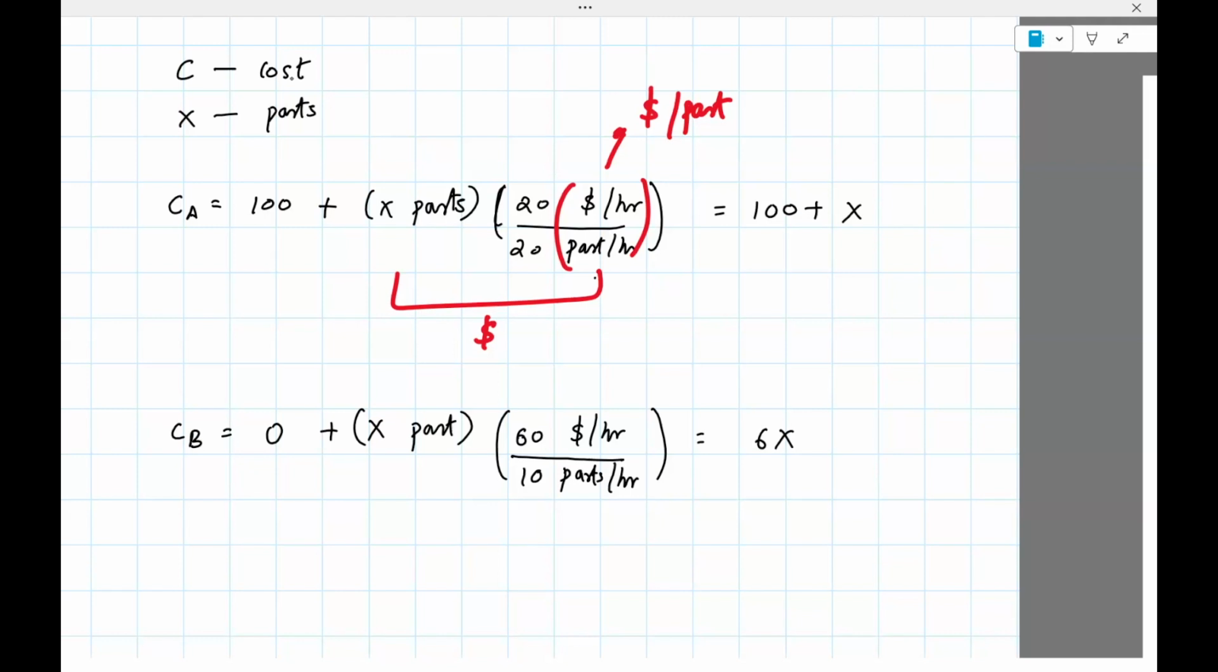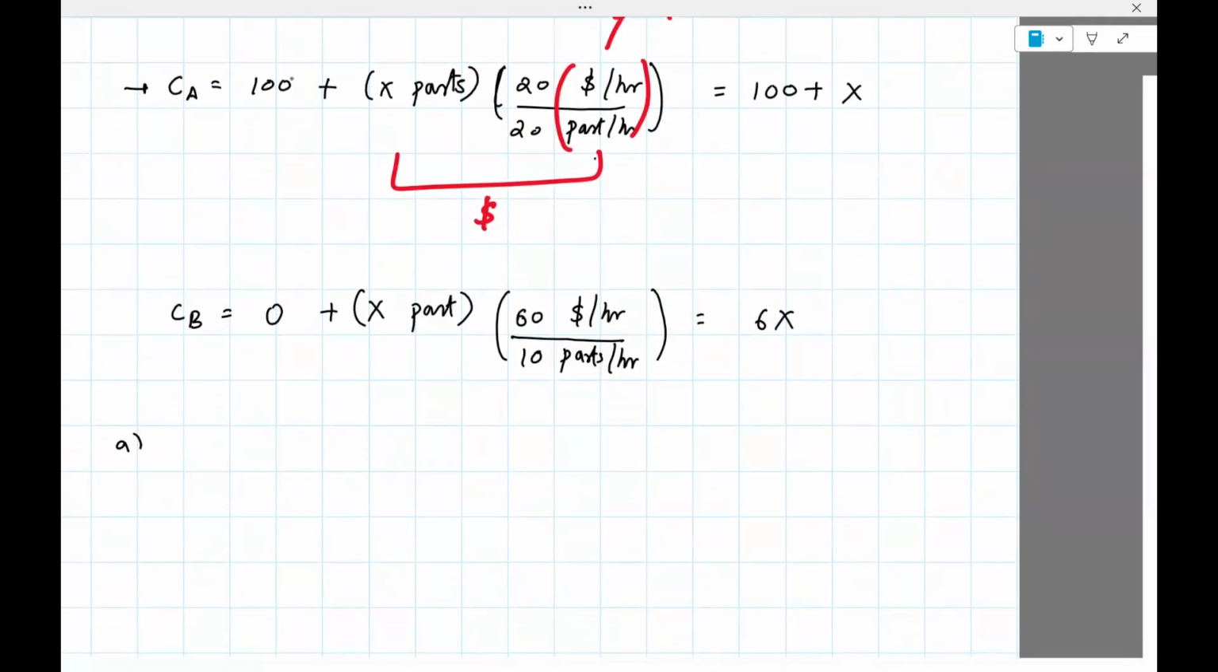Okay, so what this is saying is that if you want to produce 5 parts using machine A, it's going to be 100 plus 5, right? If you want to use B, it's going to be 6 times 5, so it's 30. So clearly 30 is cheaper than 105. So as you produce more and more parts, at some point the cost of producing parts by A perhaps becomes equal to the cost of parts by B, and you need to find that break-even point.